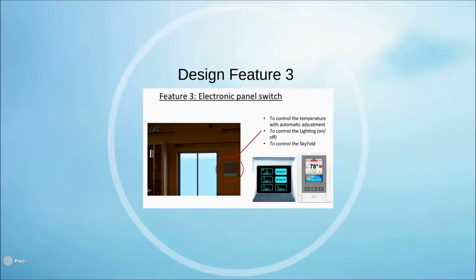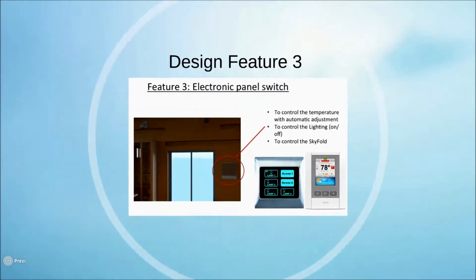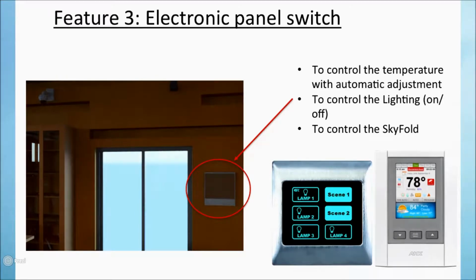And the third feature is the electronic panel switch. The electronic panel switch contains the temperature control with automatic adjustment. Also, it is able to control the lighting and also the Skyfold system with just a few buttons on it. The two pictures at the right upper corner show the preliminary design of the electronic panel switch.